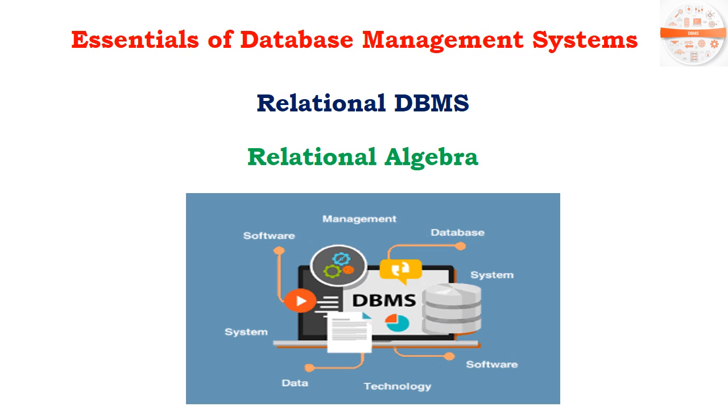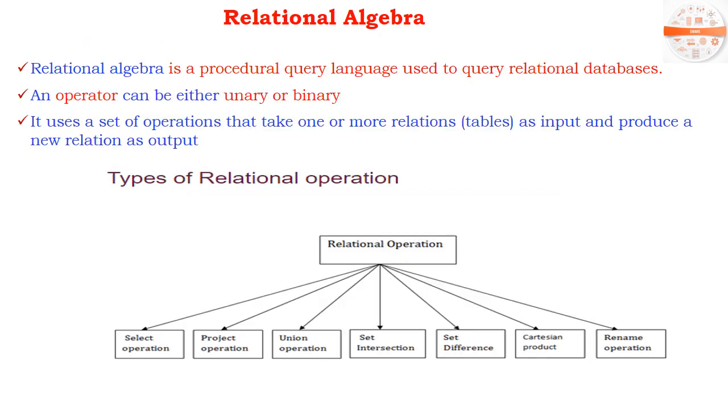In the previous video lecture, we discussed domain relational calculus. In this presentation, we are going to discuss relational algebra. What is meant by relational algebra? It is a procedural query language used to query relational databases. It uses two operators, unary and binary. It uses a set of operations that takes one or more relations as input and produces a new relation as output. There are different types of relational operations: selection operation, project operation, union operation, set intersection, set difference, Cartesian product, and renaming operation. We'll discuss them one by one.